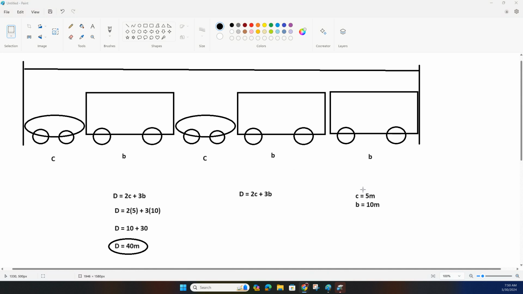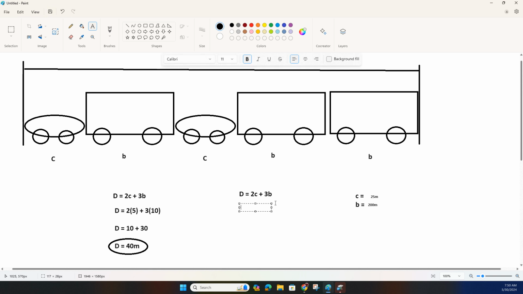Let's say my car wasn't 5, and let's say my bus wasn't 10. Let's say we are giants, and instead our car is 25 meters long. And let's say our bus, let's make it crazy. Let's go 200 meters. Why not? We're giants. Okay, awesome. So let's go back to our rule here.